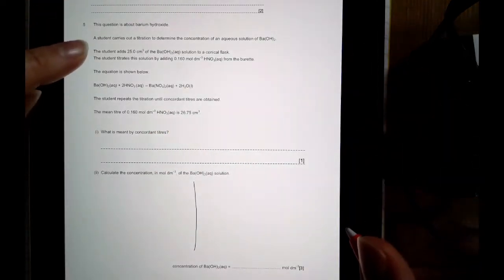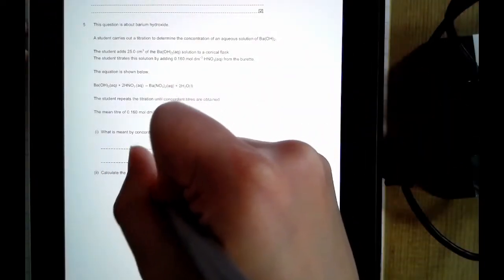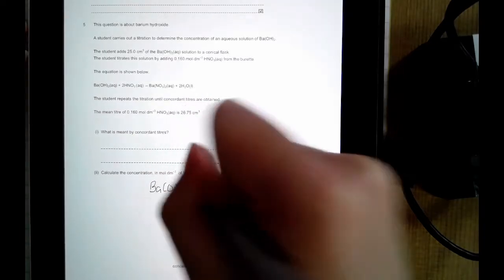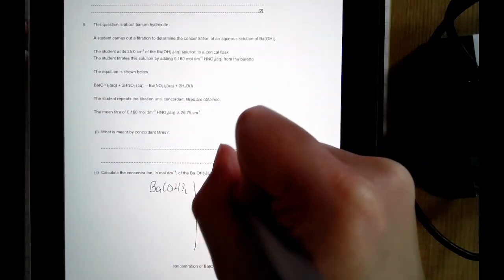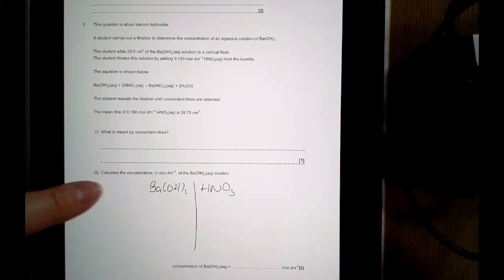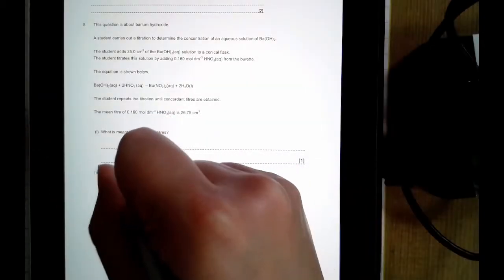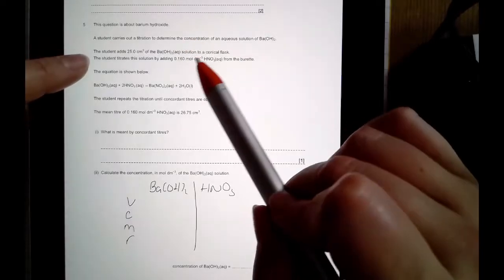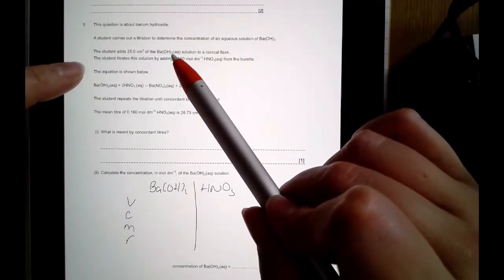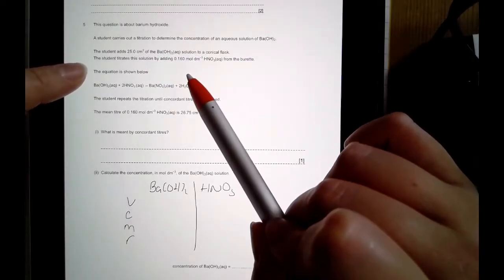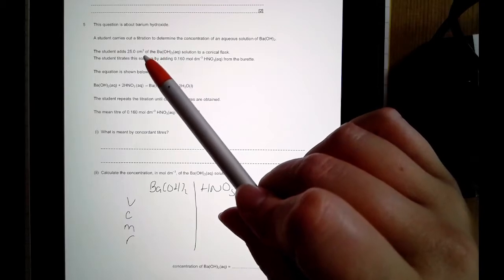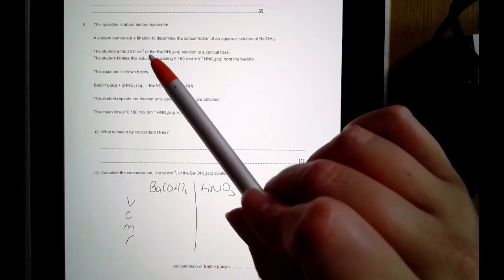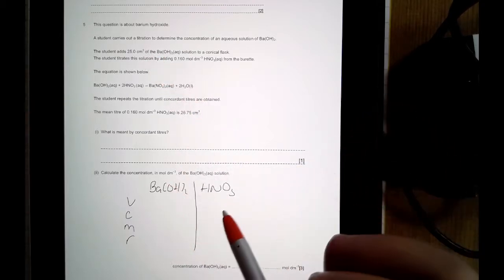So the alkali in this case is the barium hydroxide, and the acid is nitric acid, so I always put the acid and the alkali at the top of the table, and then I fill in volumes, concentration, moles, and ratio. And if we go through the question, one of the most common mistakes is students just put the numbers in the wrong place. So it's really important that you've identified whether you've been given a concentration or a volume, and for which species they're talking about.